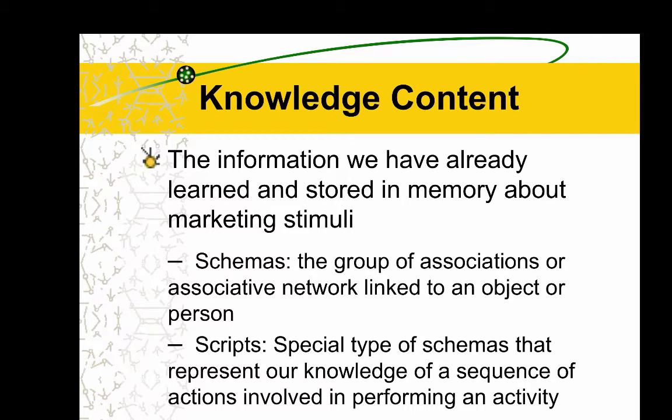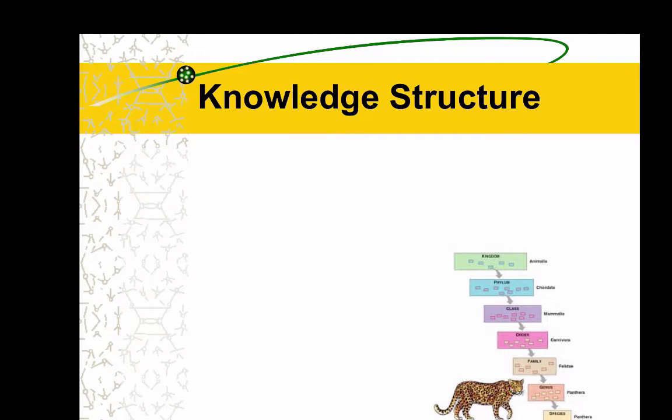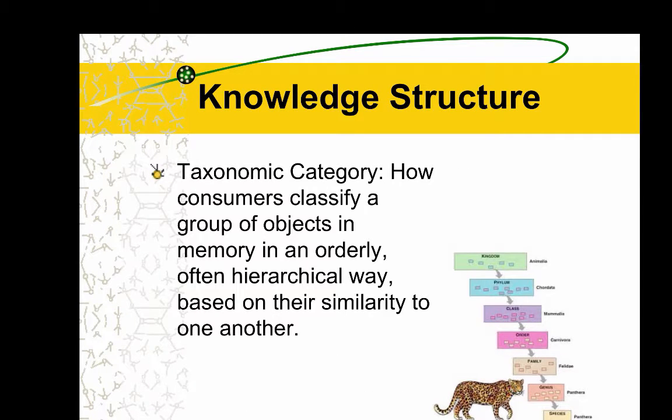Schemas and scripts are part of the consumer's knowledge of their world. Understanding how this knowledge is structured can help marketers create new knowledge about existing brands, create new brands, and link either new or existing brands to other knowledge that consumers may have about the world. Knowledge is organized into categories in which objects in the same category are similar to one another and are distinct from items in other categories.